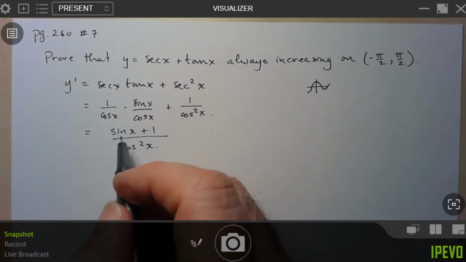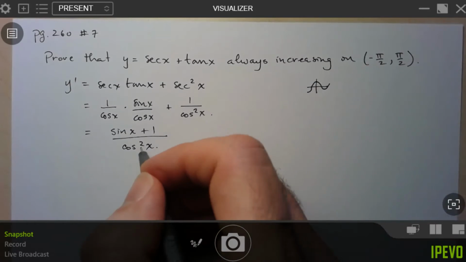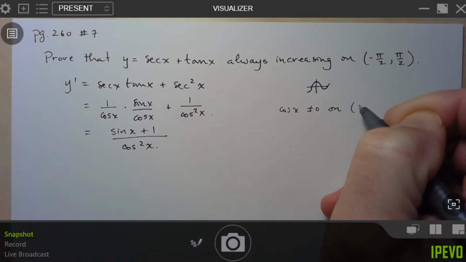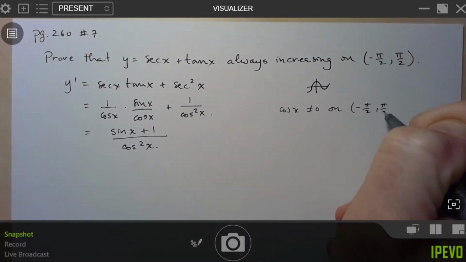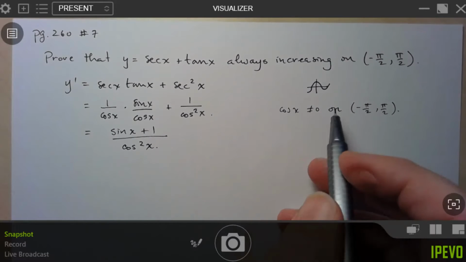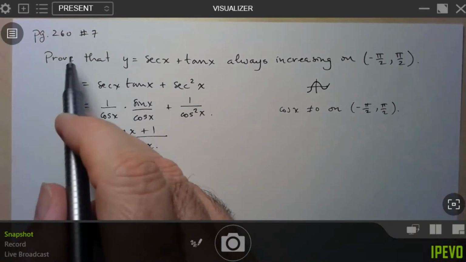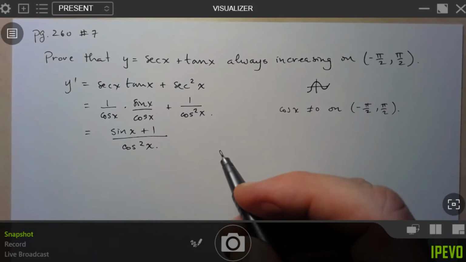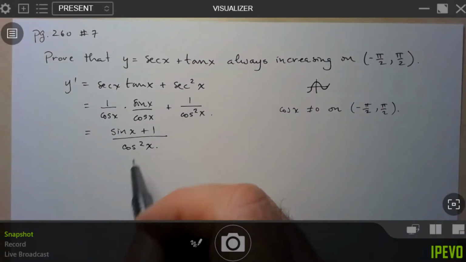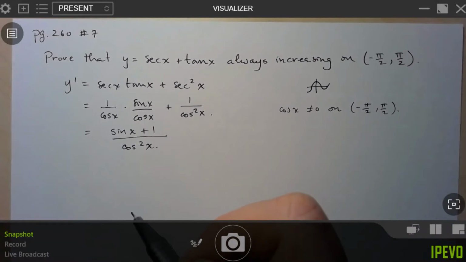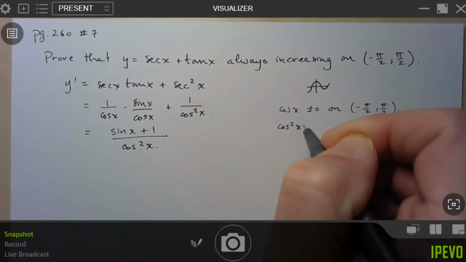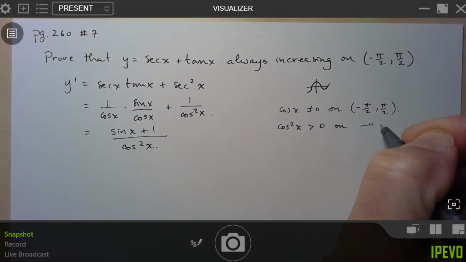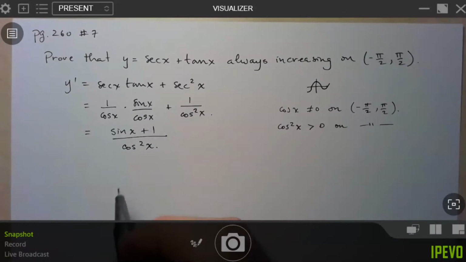All right, now for sine x plus 1, so here this is just a known fact, we can say cos x not equal to 0 on negative pi over 2 to pi over 2. By the way, you're noticing that I'm being very precise about what I'm doing because they are saying prove. They're not just saying show or show that it's reasonable that this is the case. We want to prove it. So we know that the denominator is not equal to 0. And of course, anything that you square that's not equal to 0 will be greater than 0 on this interval. All right, so we've taken care of the denominator, always positive.